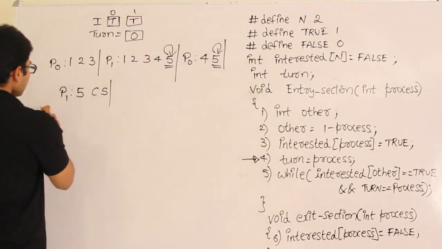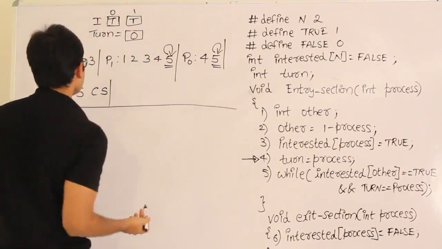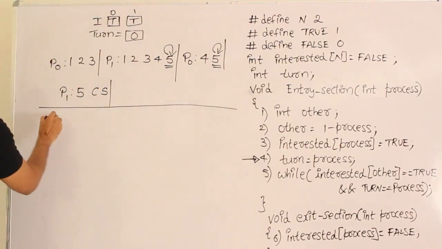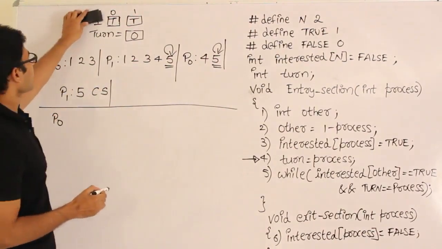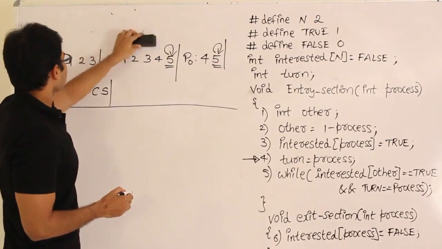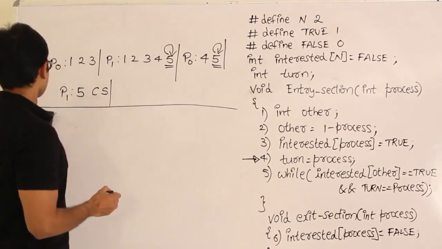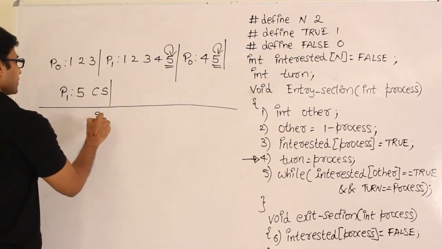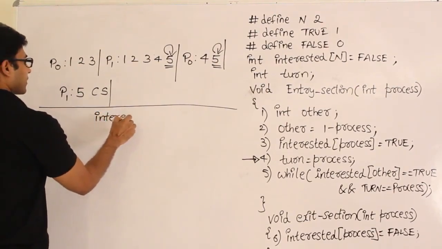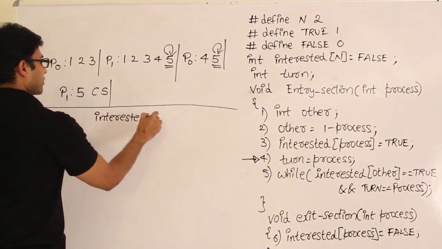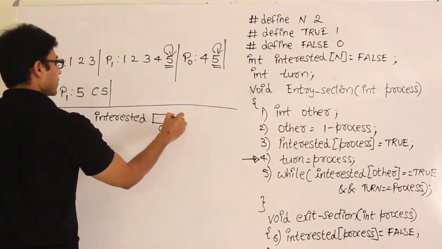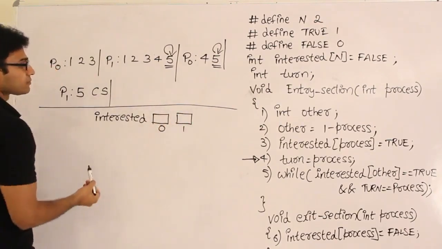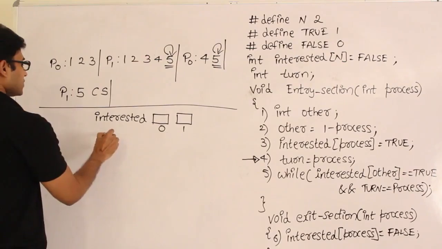See this? If you still didn't understand it, let's see this. Assume that I have interested of one is 0 and other is 1, and the other one is turn.